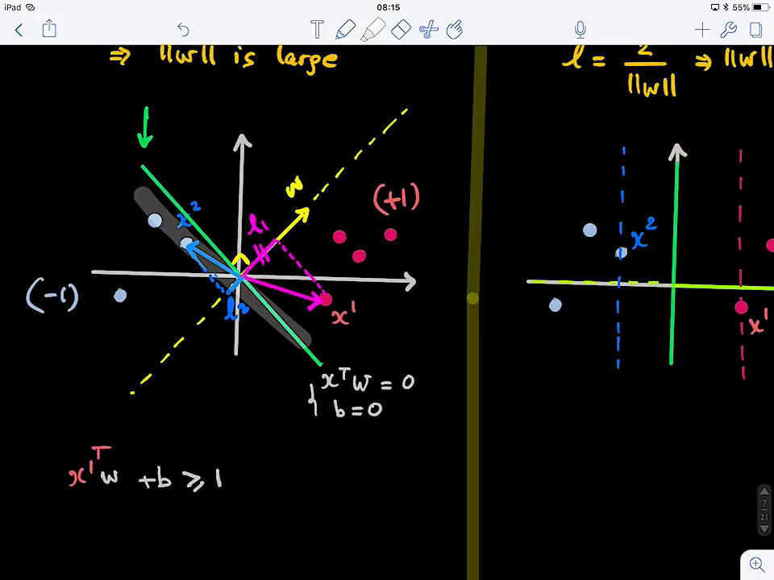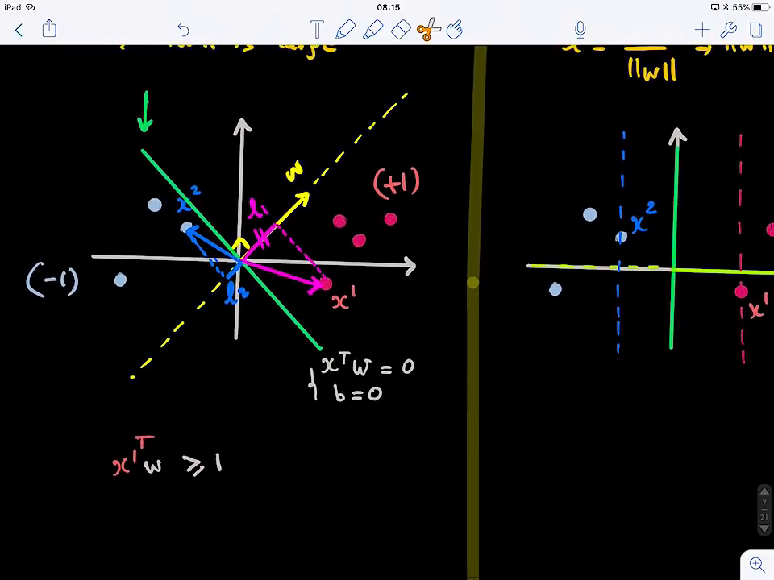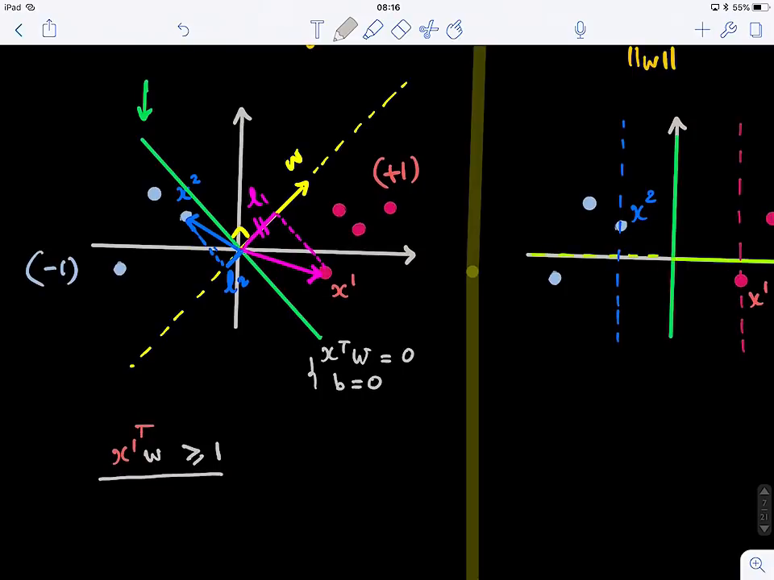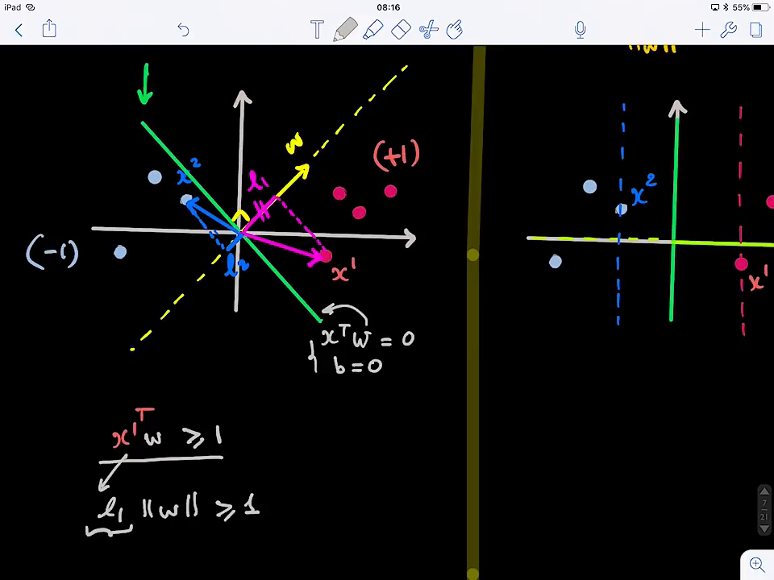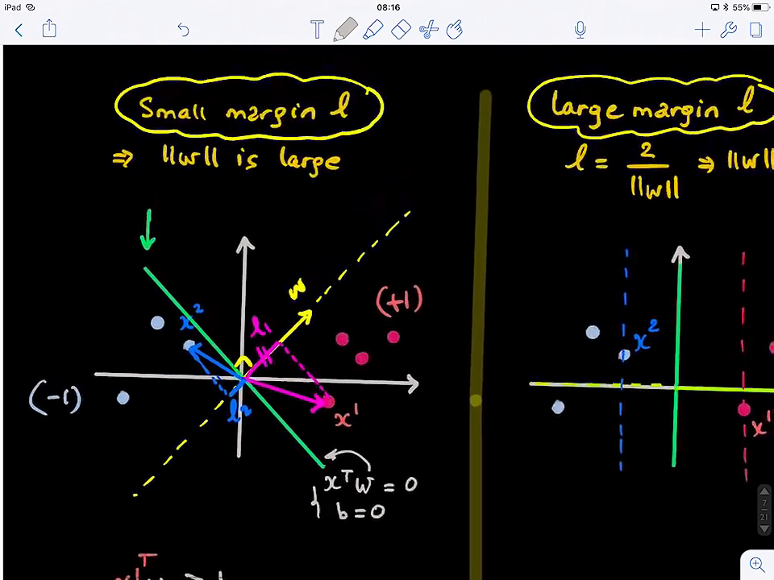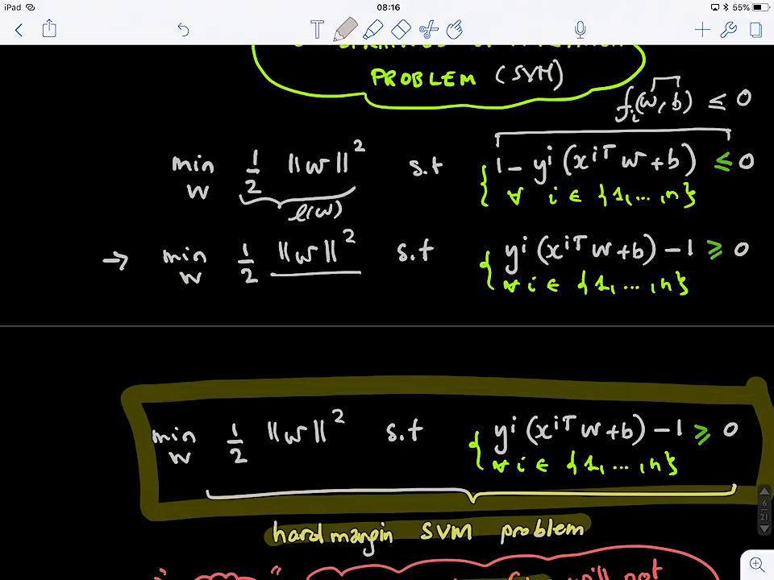Now let's write this down properly. For convenience, to simplify things, we're just going to remove the b. So let's say x1 transpose W, the dot product, should be greater than 1. This is the margin perceptron condition, and this is the equation for this plane. In this case, it means we want L1 times the norm of W to be greater than 1. Since L1 is quite small, to make it much larger than 1 we need to boost W. So we need to maximize W because L is small. This is counterintuitive, because our goal is to minimize the norm of W, not maximize it.